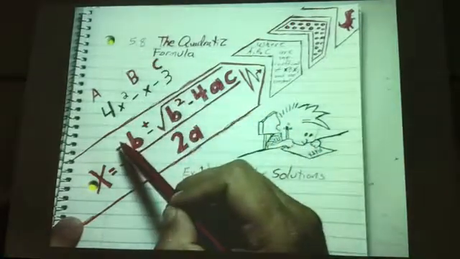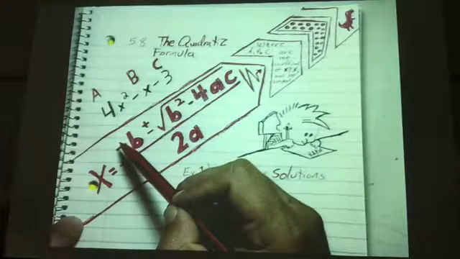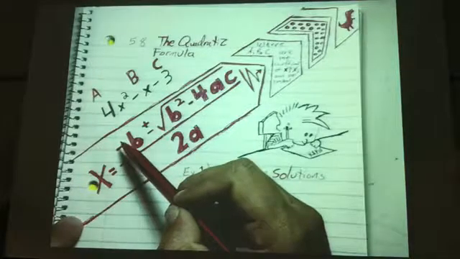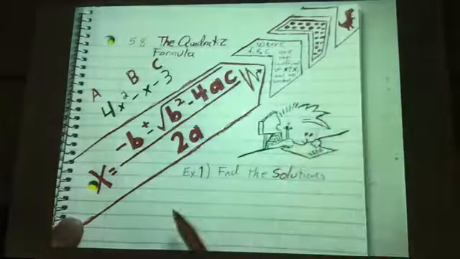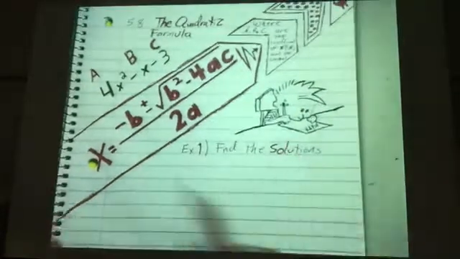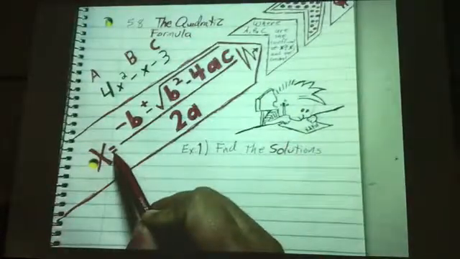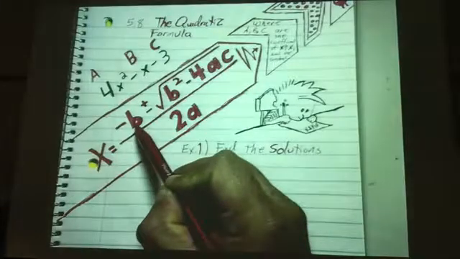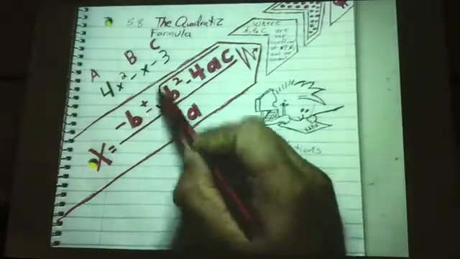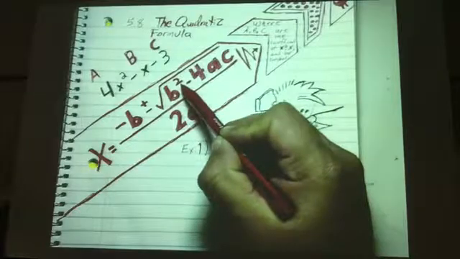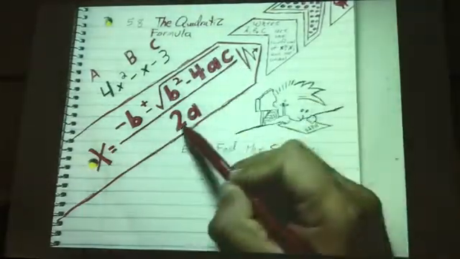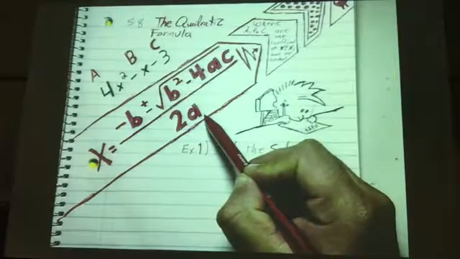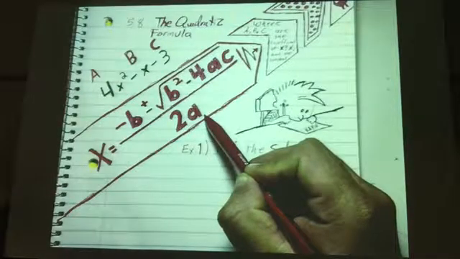So what is my number for A? Class? 4. What is my number for B? -1. And what is my number for C? -3. Good. Now the quadratic formula is x equals negative b plus or minus square root of b squared minus 4ac all over 2a. I'll give you a second to copy that down.